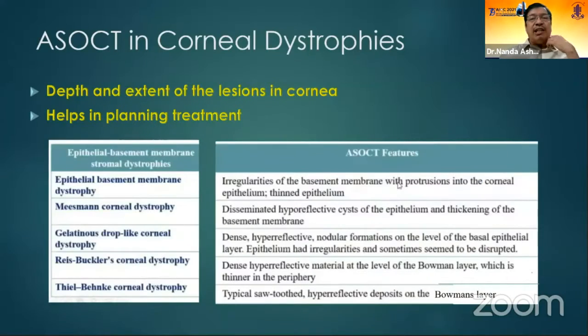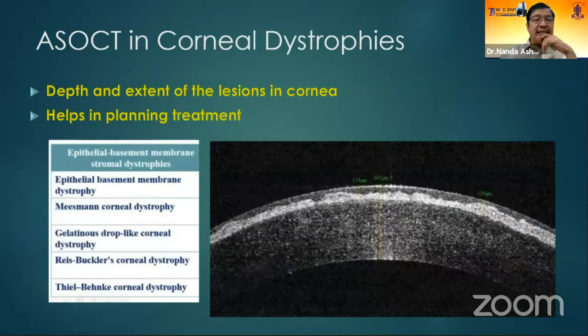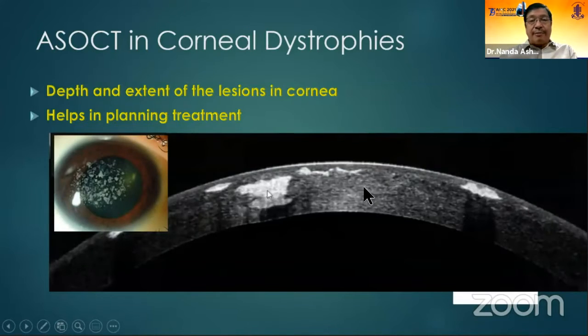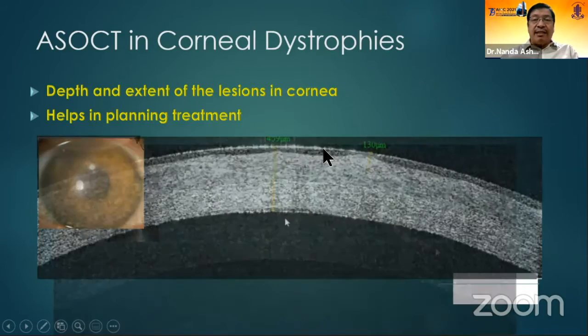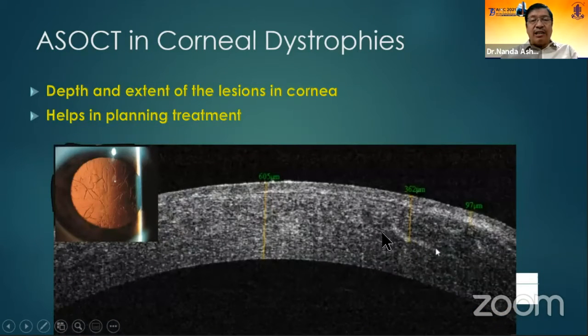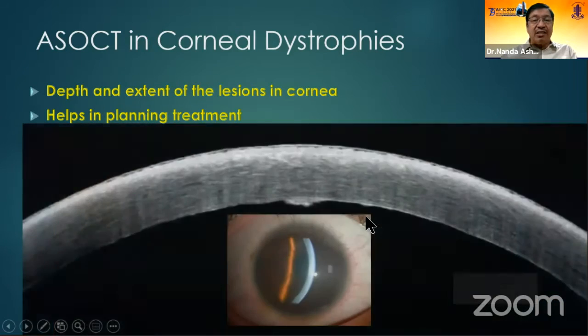In all types of corneal dystrophy, anterior segment OCT helps in telling the depth of the lesion and therefore helps in planning the treatment. This is epithelial basement membrane dystrophy, where you can see the lesion limited to the basement membrane. These are the granular dystrophies, and now this is a macular dystrophy. This is a lattice dystrophy. So all these can tell us about the extent and depth of the lesions.